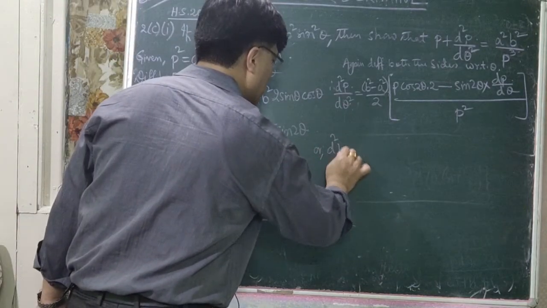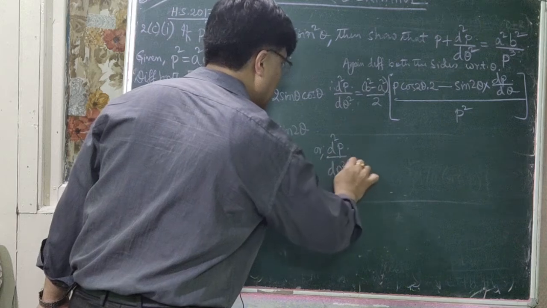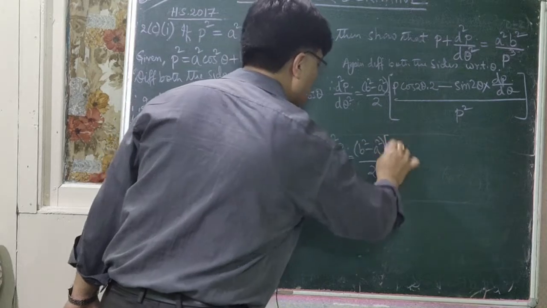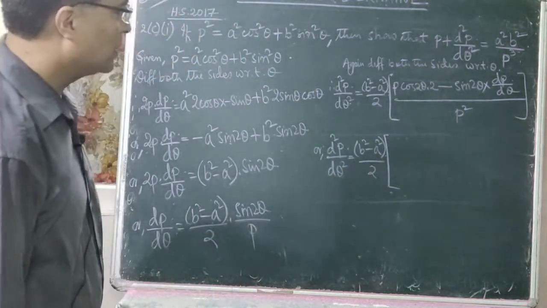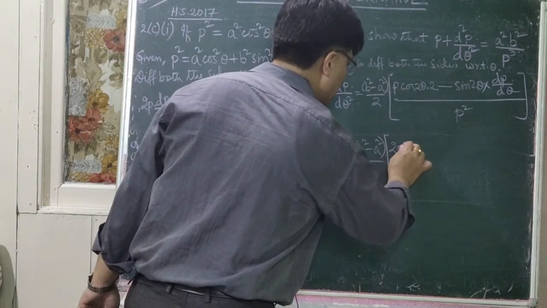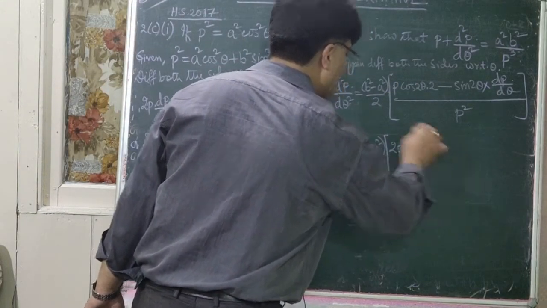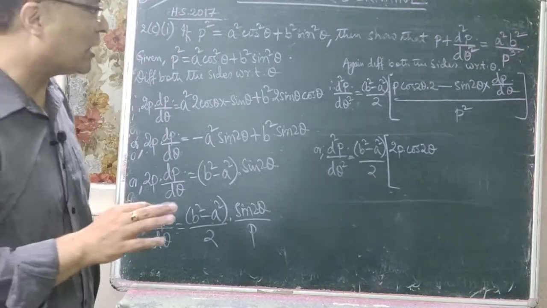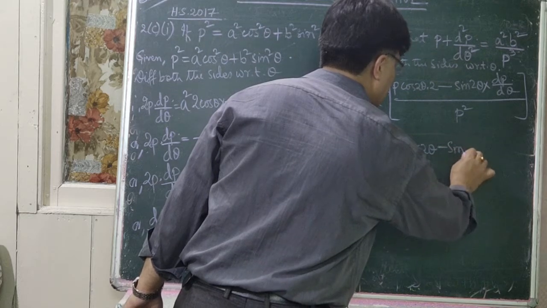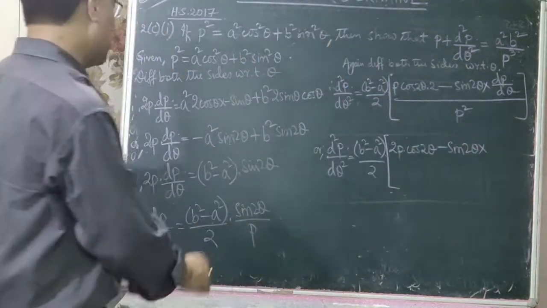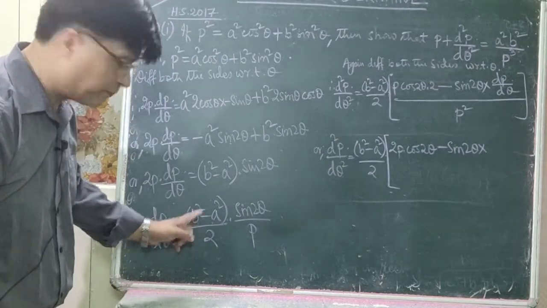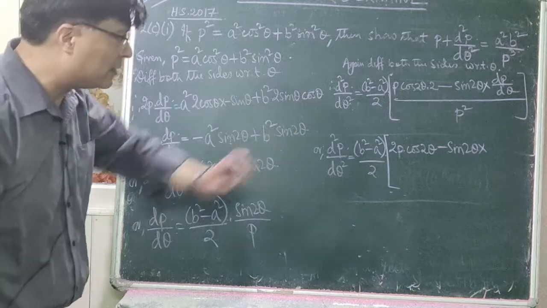Or this is your d2p by d theta square is equal to b square minus a square by 2 within third bracket now. Now you have to simplify it further. So now it is 2p into cos 2 theta, right? It is 2p into cos 2 theta. I think you have understood it. So minus sin 2 theta into, what is dp by d theta? Just now we have got it. What is dp by d theta? It is this one. You can put the value for dp by d theta there.